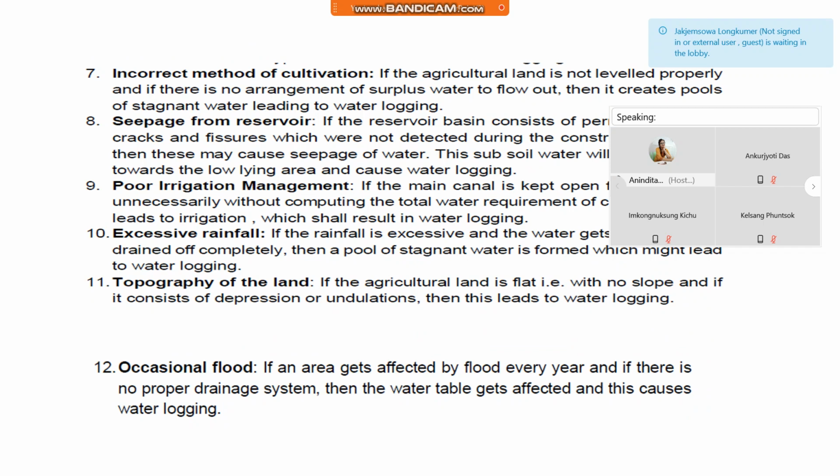Number 7, incorrect method of cultivation. If the agricultural land is not leveled properly and if there is no arrangement for surplus water to flow out, then it creates pools of stagnant water leading to waterlogging.